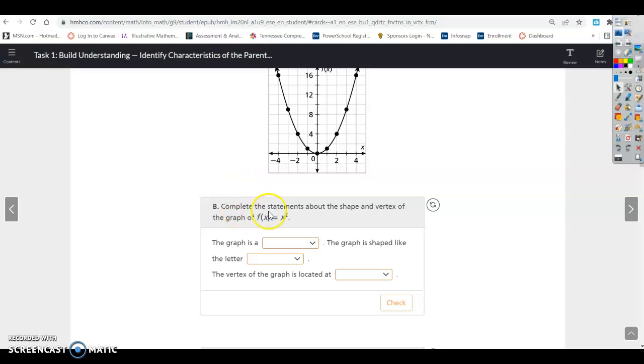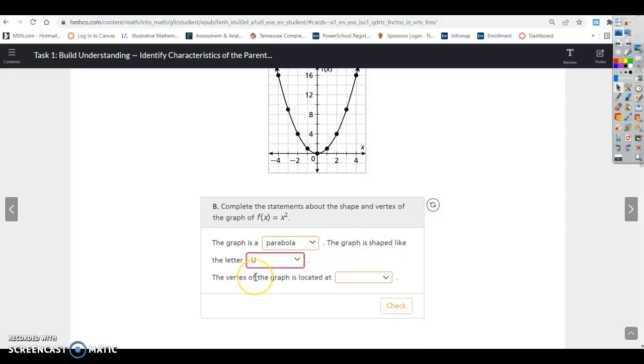All right, complete the statements about the shape and vertex of the graph of f of x equals x squared. The graph is a parabola. The graph is shaped like the letter U. Remember, a V-shaped graph is absolute value. Quadratic equations are a U-shape. The vertex of the graph is located at the lowest point here, which is 0, 0.